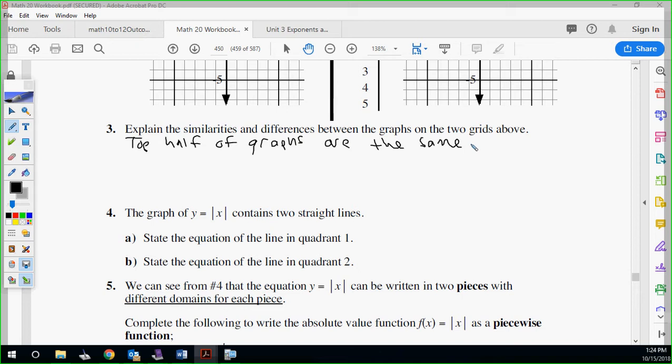And then I'd say the bottom, the absolute value has no bottom.